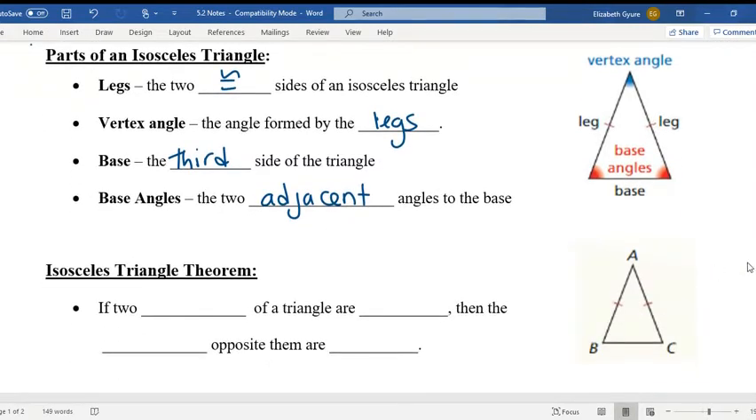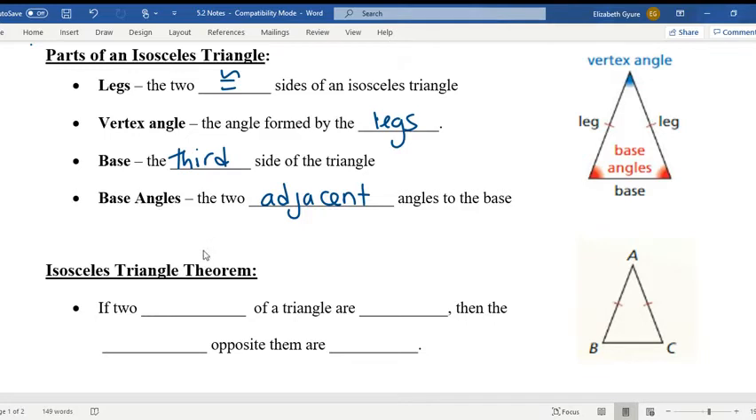Now, we mentioned this last time. There's actually something important about those angles. If you have an isosceles triangle, does anyone remember what happens with those angles? Yeah, they end up being equal or congruent. That's why they're important and why we have them, and that is what the isosceles triangle theorem actually tells us.